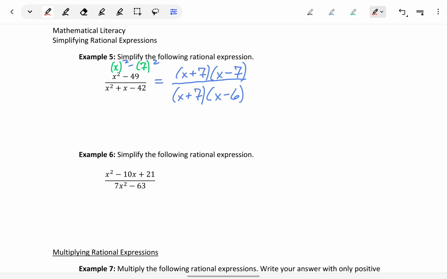Once we complete that factoring step, then we look for any common factors, which in this case, we have x plus 7 in the numerator and denominator. Those will cancel, leaving us with x minus 7 over x minus 6.